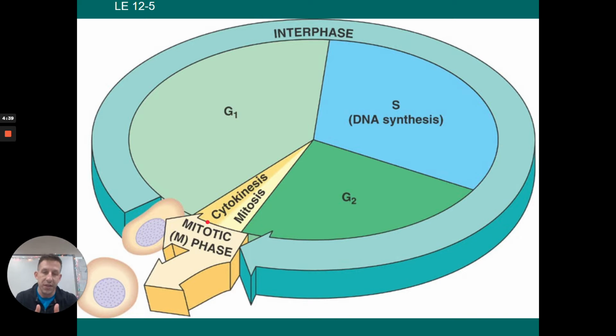So mitosis and cytokinesis together make up what we call the M phase, or the mitotic phase. So the cell's life cycle can be broken up into 2 big phases, interphase and then the mitotic phase. And each one of those, interphase and the mitotic phase, can be broken up into much smaller phases, as we see here in this chart.